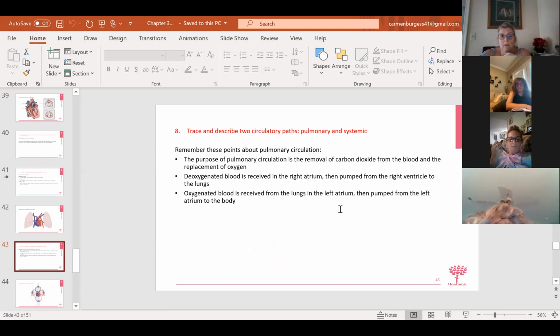Oxygenated blood is received from the lungs in the left atrium, then pumped from the left atrium to the body. So the atria are on the top, ventricles are on the bottom. The last place that blood goes is the left ventricle, right? The Big Mac Daddy. It's going there and it's going to be pushed out into the aorta. If you have an aorta problem or left ventricle problem, you have major problems, right?